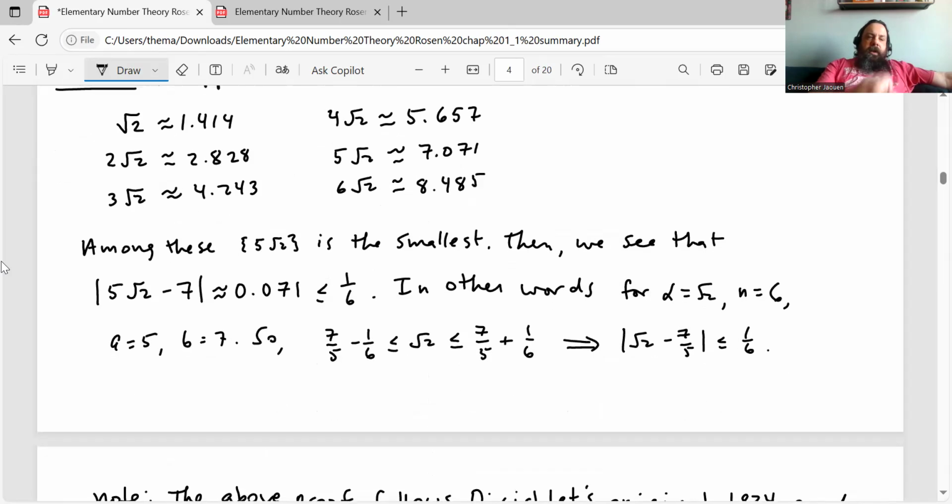And that means that we can choose a to be 5 and we can choose b to be 7. So then that means the absolute value of 5 square root 2 minus 7 is approximately 0.071, which is obviously less than or equal to 1 over 6. In other words, for alpha equals square root 2 and n equals 6, a equals 5, b equals 7. I just said that. But that means that for square root 2, you can use the approximation 7 over 5, and you'll be within 1 over 6 of the actual value of square root 2. So kind of a neat theorem.